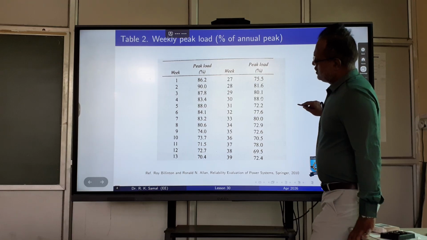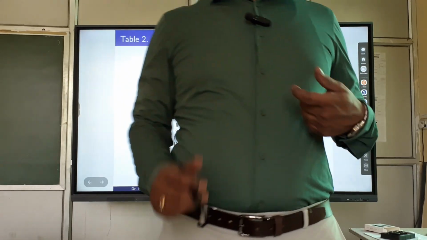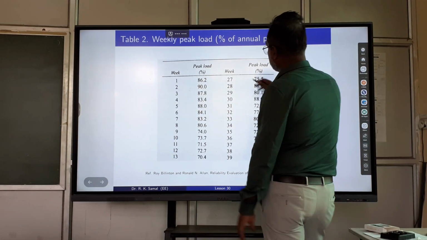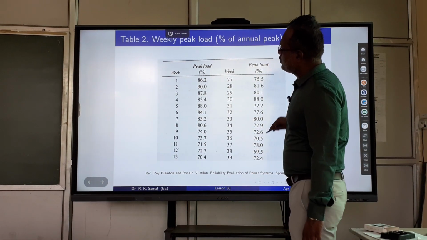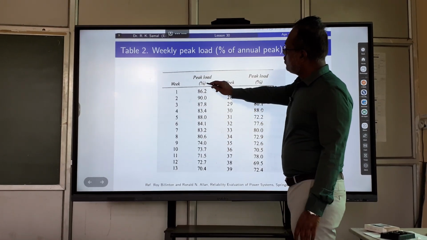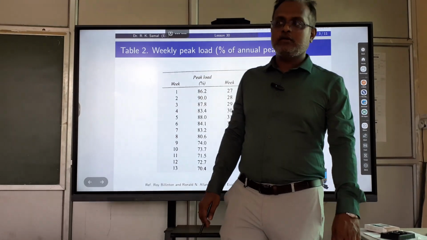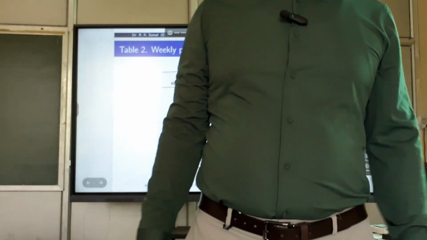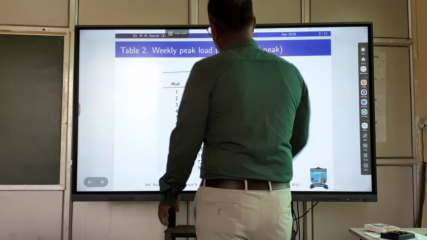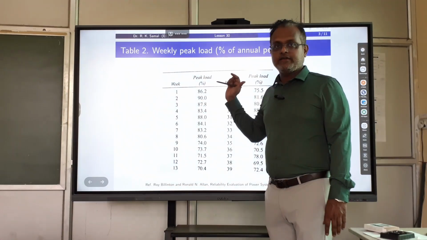Then the major part is the load. How does this system represent the various loads? As we discussed, for 52 weeks you have the peak load as a percentage of the annual peak load. Suppose you decide the annual peak load to be 5000 megawatt or say 4000 megawatt. Then for every week you can find these peak loads, for example 86% of that.